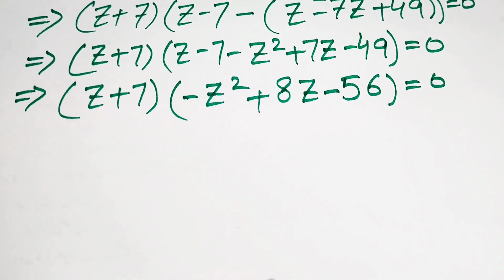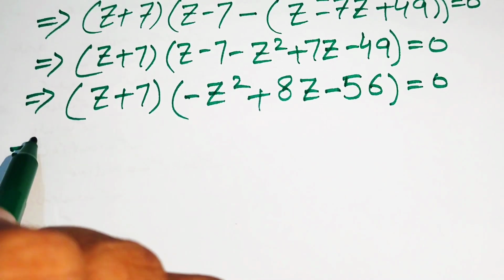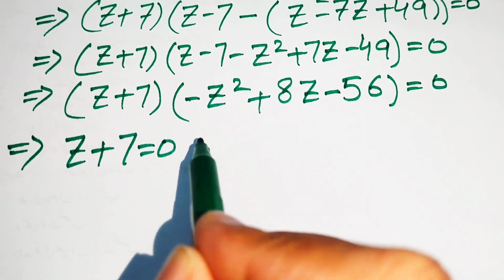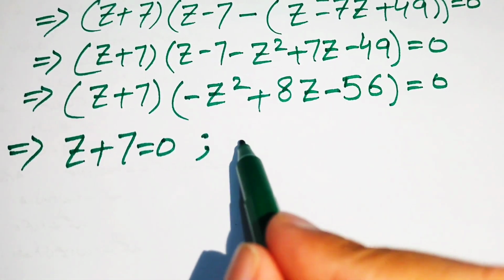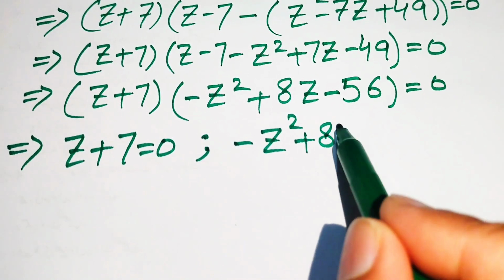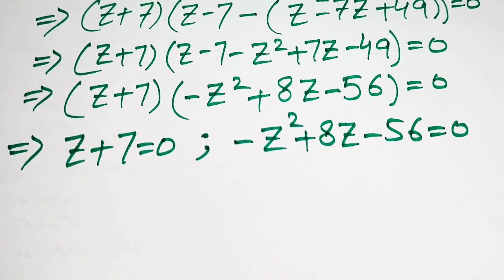So in the next step here we have two cases. Our first case is we write z plus 7 equals to 0, and in the second case we write this whole term equals to 0, and it will be written as minus z square plus 8z minus 56 equals to 0.